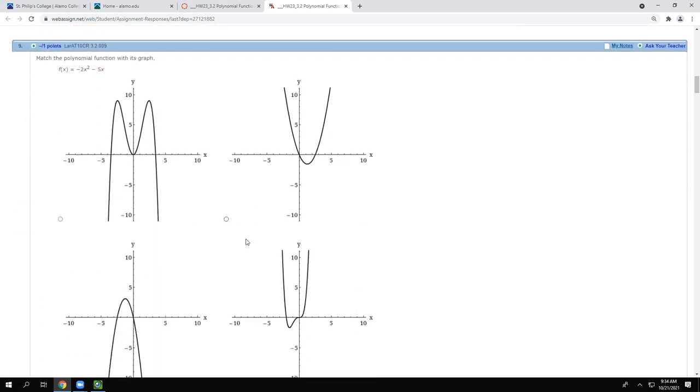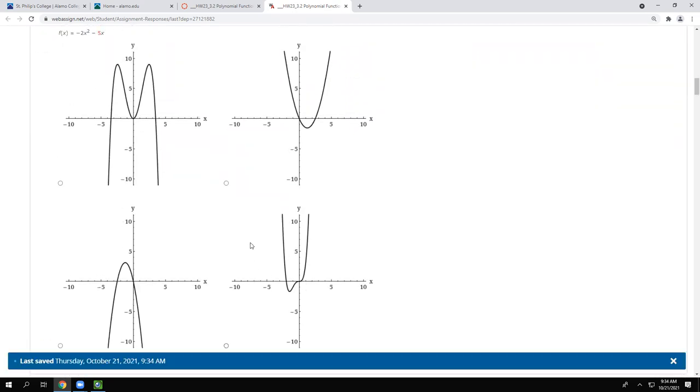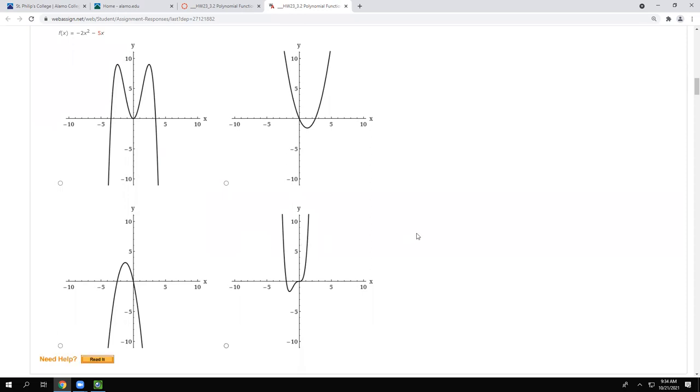Okay, let's go look at this. I can tell you right now, there's two of them that have the correct end behavior and two of them that don't. What should the end behavior look like? X squared. So they're either gonna be both up or both down. Which one? Both down. Why are both of them gonna be down? Because of a little negative, okay?